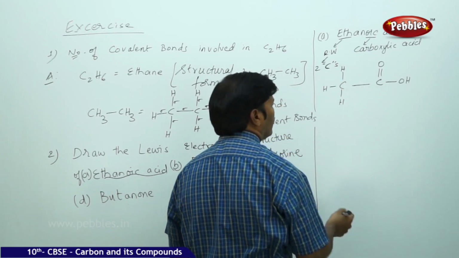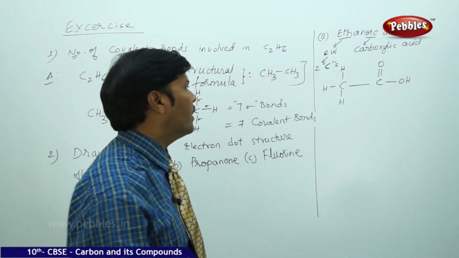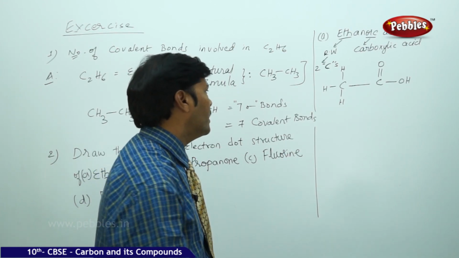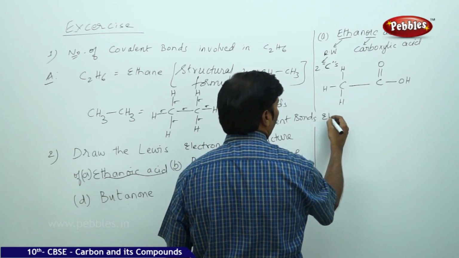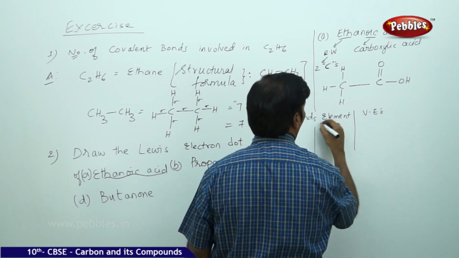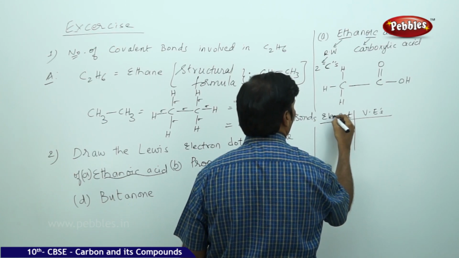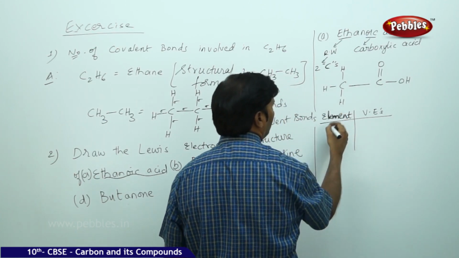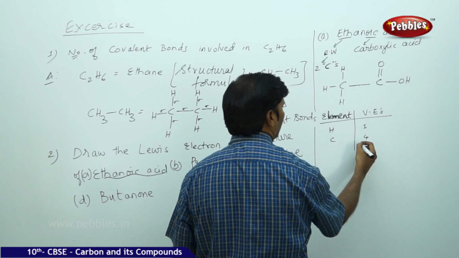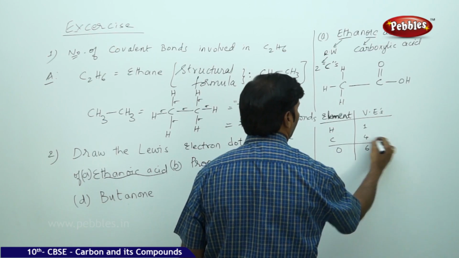Now go for the Lewis electron dot structure. Carbon is tetravalent and hydrogen is monovalent. Taking the element and its valence electrons: hydrogen has 1 valence electron, carbon has 4 valence electrons, and oxygen has 6 valence electrons.